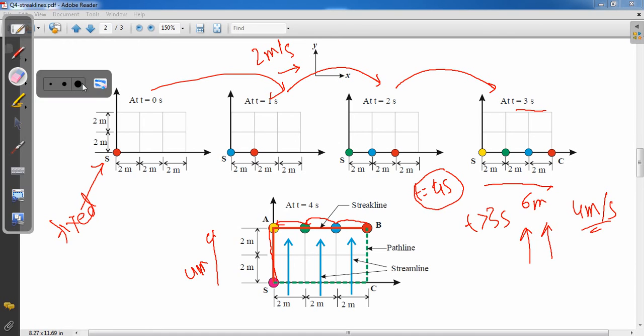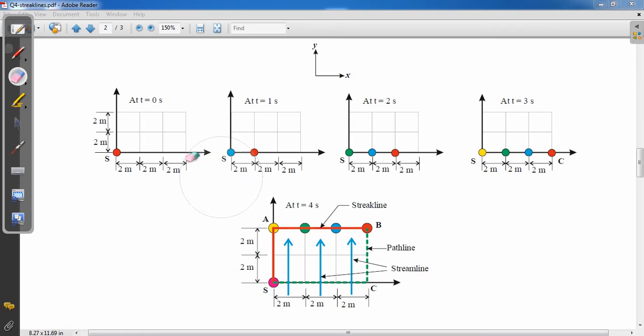Okay. And now the path line. If you talk about the path line, you just sit on this red one. So the red one is traveling in this direction, here, here, here, and then you see it has changed. So this green one is the path line. And finally, the velocity vector is in the y direction, so these blue ones are the streamlines. So all these three lines are clear from this numerical data.